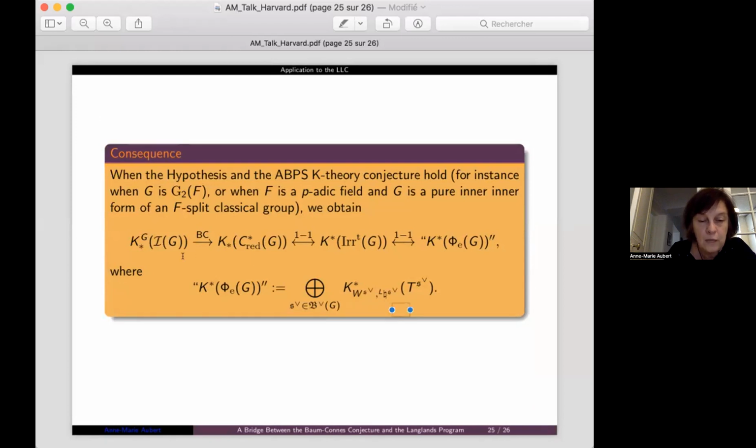So this gives a way to pass from the K-homology of the Bruhat-Tits building to a certain sum over all the Bernstein components on the Galois side of equivariant K-theory of a compact torus.